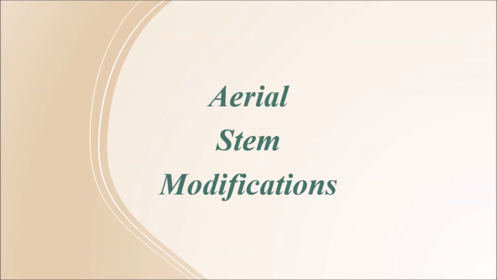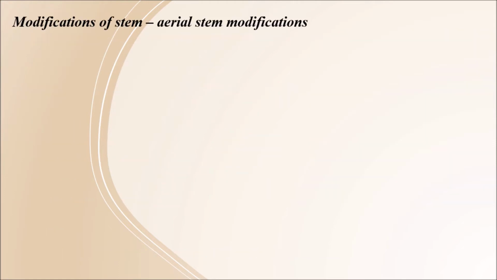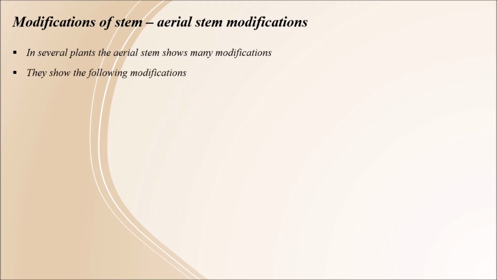Aerial stem modifications. In several plants the aerial stems show many modifications. If you observe plants, there are a set of plants which show aerial stem modifications. So what are the modifications they show? Stem tendrils, thorns, Phylloclades, Cladiophils, bulbils.